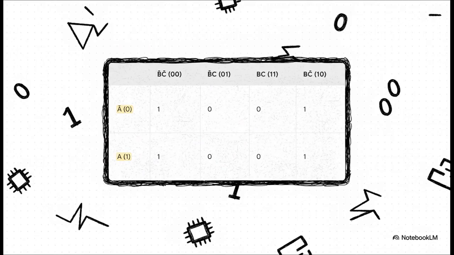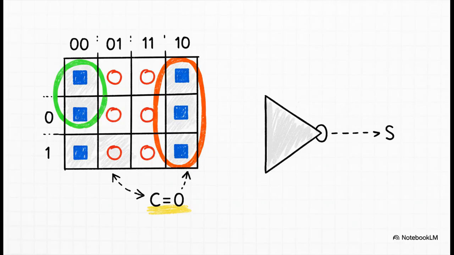So how on earth do we find that super simple answer without doing a bunch of painful algebra? Well, the answer is this really clever visual tool called a Karnaugh map, or a K-map for short. Now, I know it looks a little weird at first, but it's really just our original truth table, but rearranged into a special grid. And this new layout is specifically designed to make patterns just pop right out at you.